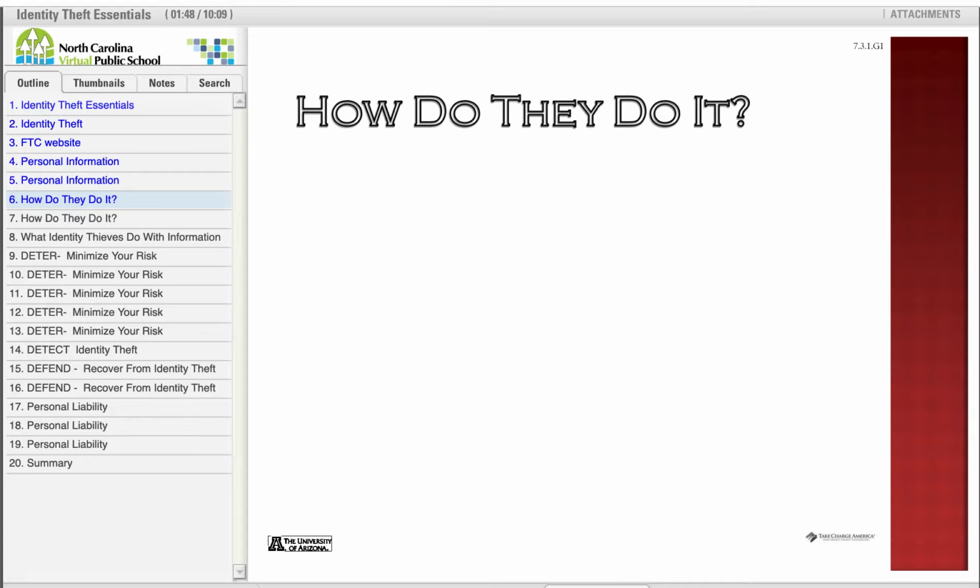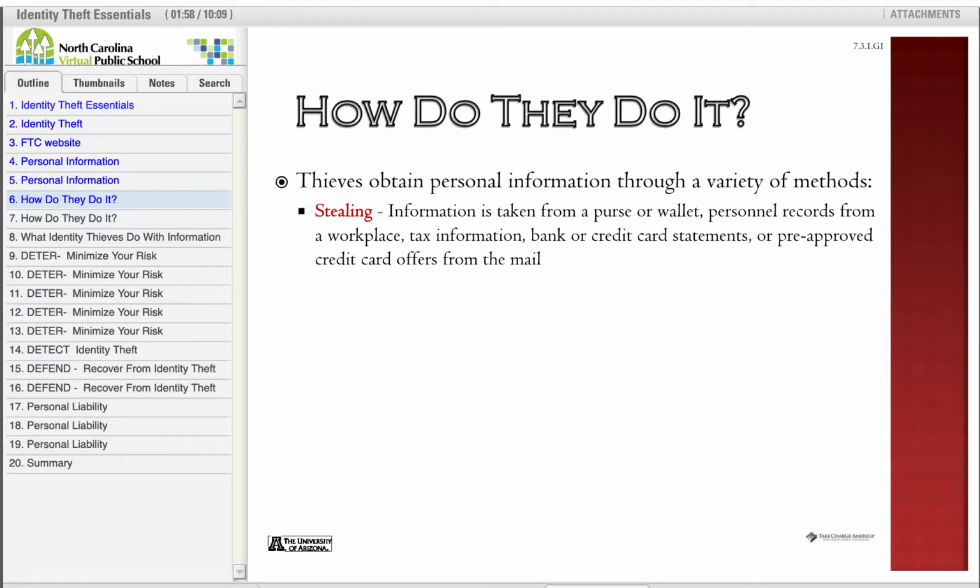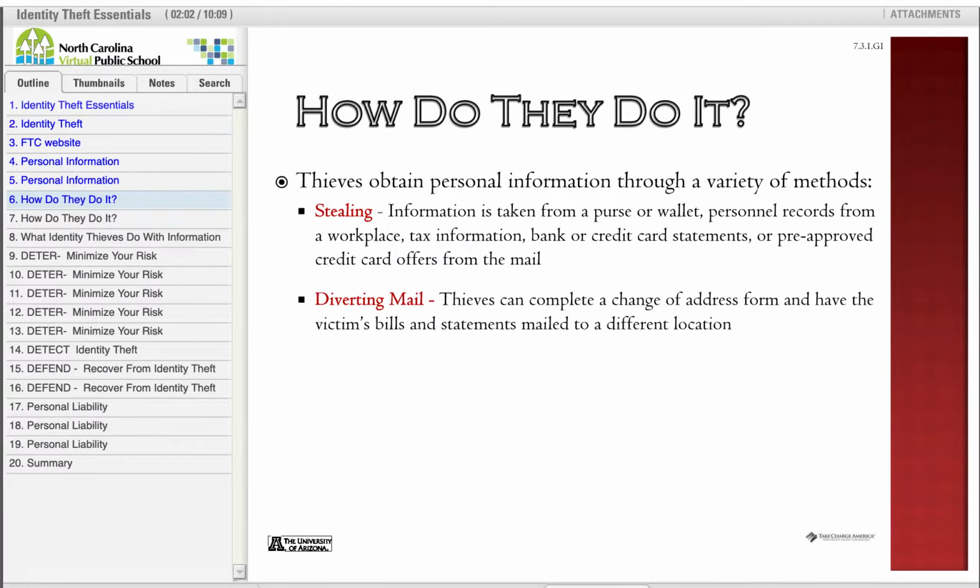How do they do it? Thieves obtain personal information through a variety of methods. Stealing is one example. Information is taken from a purse or wallet, personnel records from a workplace, tax information, bank or credit card statements, or pre-approved credit card offers from the mail.